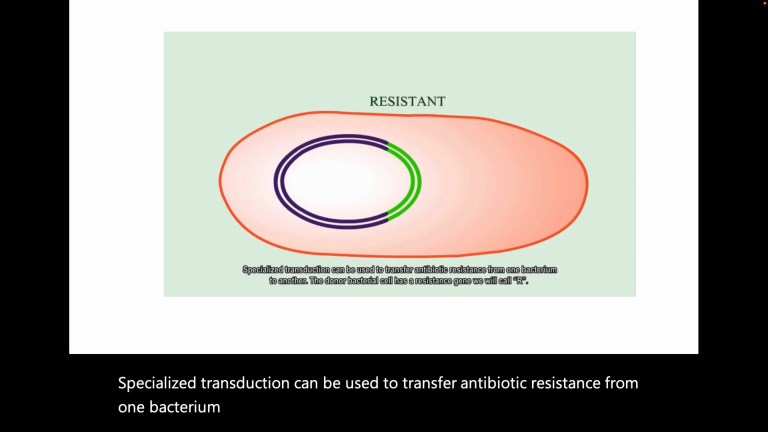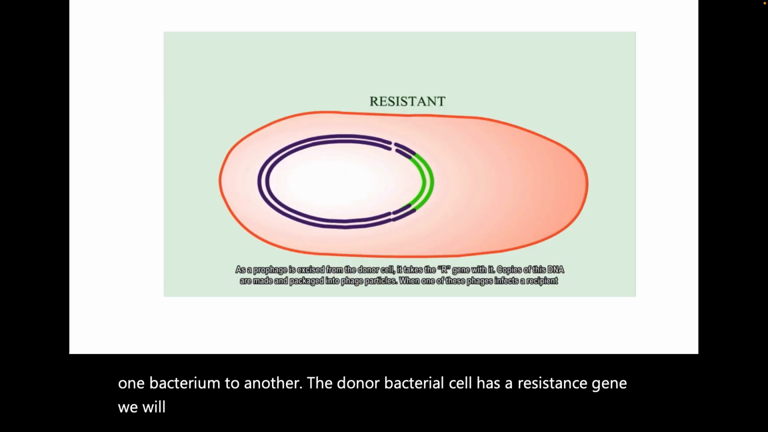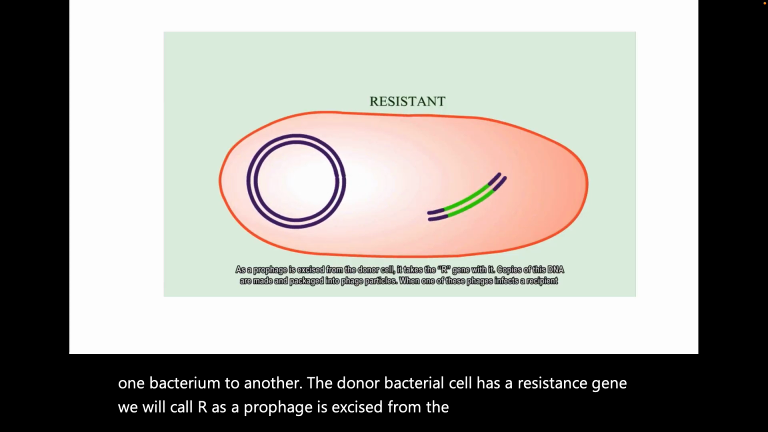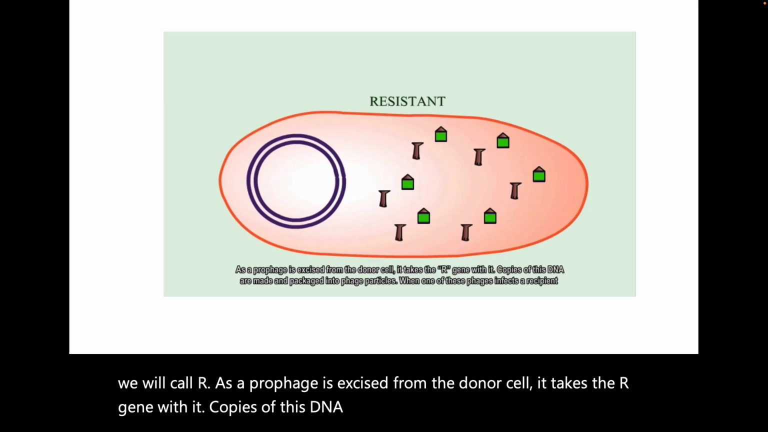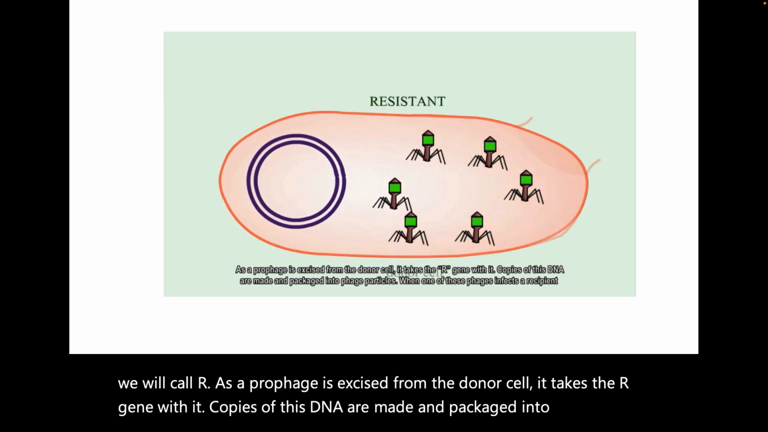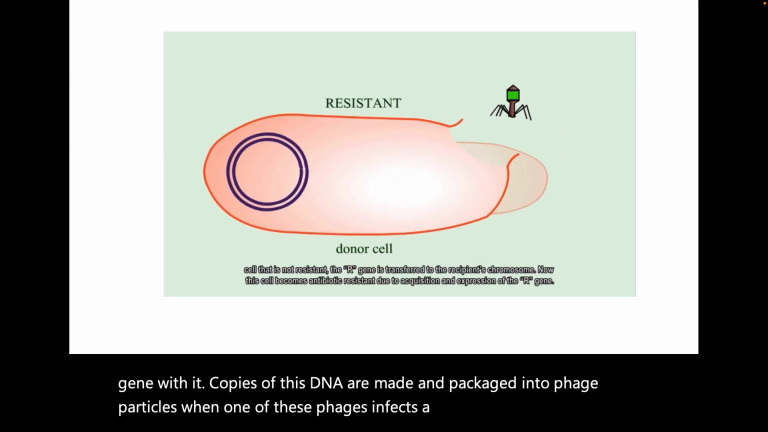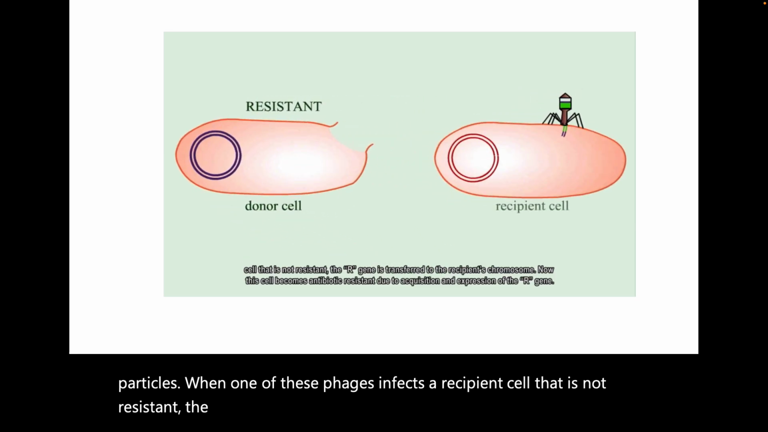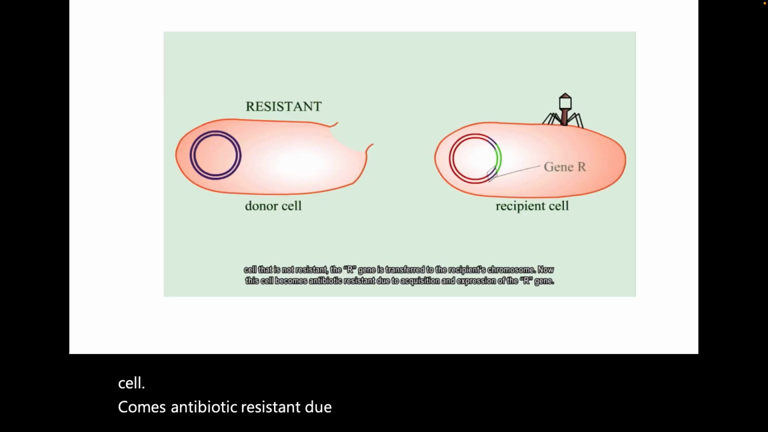The donor bacterial cell has a resistance gene we will call R. As a prophage is excised from the donor cell, it takes the R gene with it. Copies of this DNA are made and packaged into phage particles. When one of these phages infects a recipient cell that is not resistant, the R gene is transferred to the recipient's chromosome. Now this cell becomes antibiotic resistant due to acquisition and expression of the R gene.